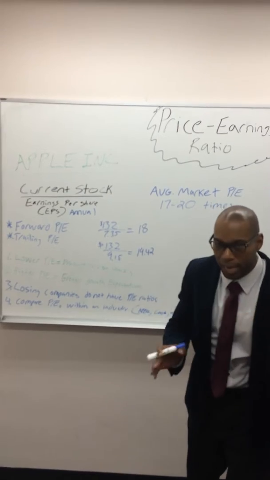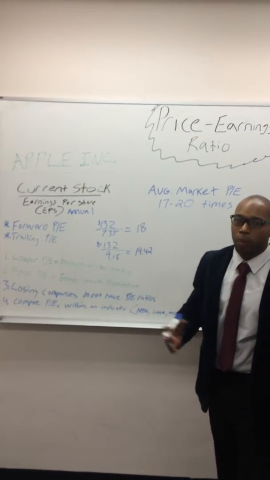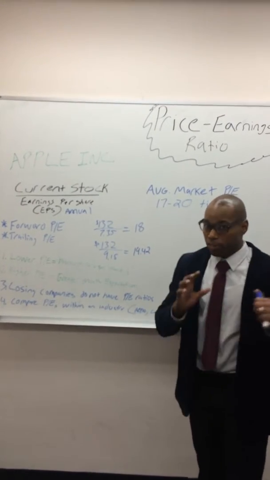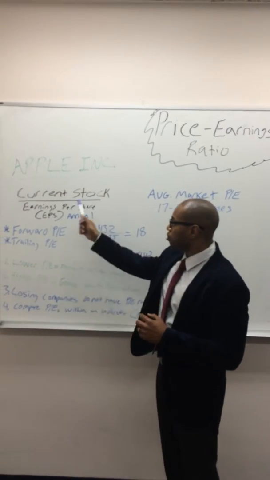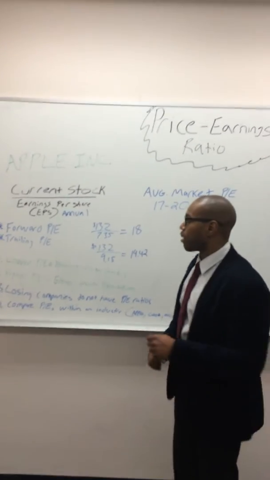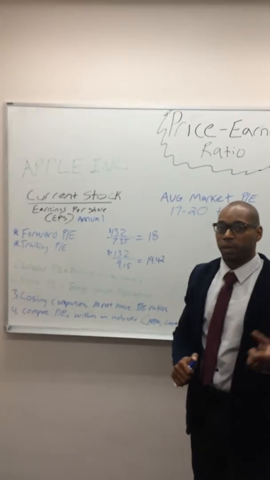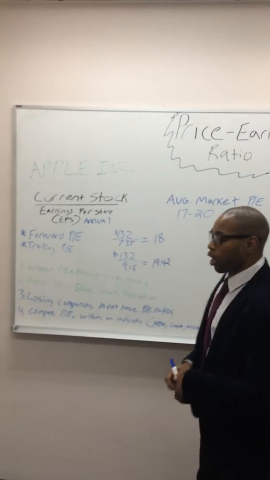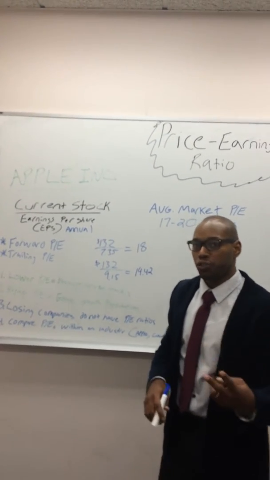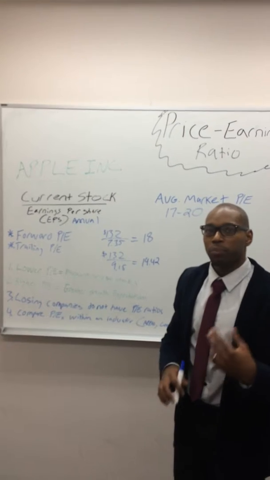It goes by many names. PE is probably the most common. And basically, it's a simple ratio. It takes the current stock price and divides it by the earnings per share, or EPS, on an annual basis. And when you start your research, you're going to notice two different PE ratios.